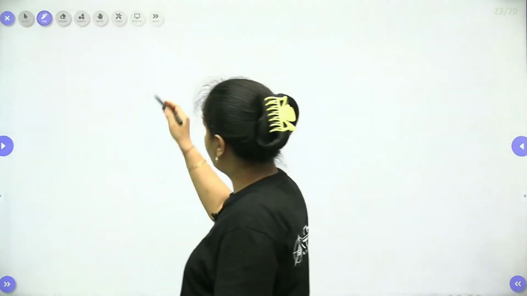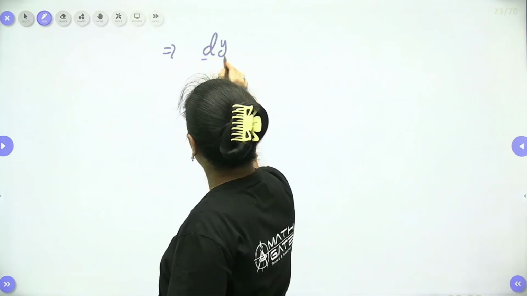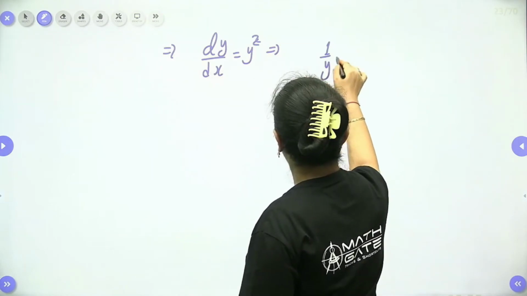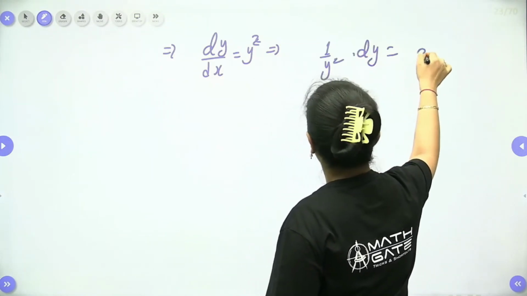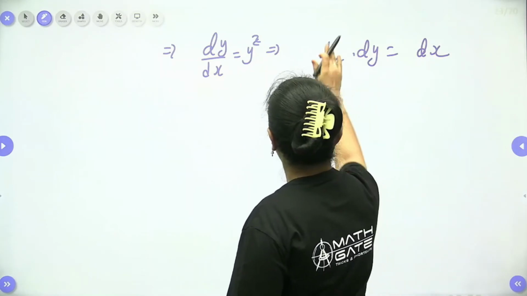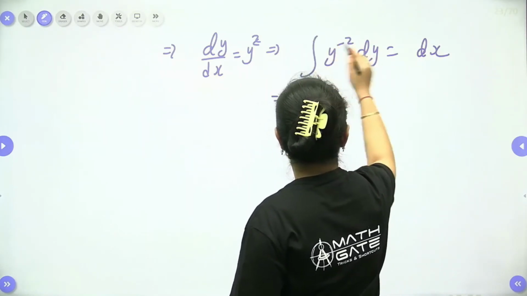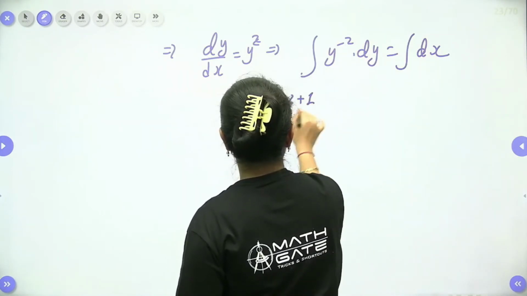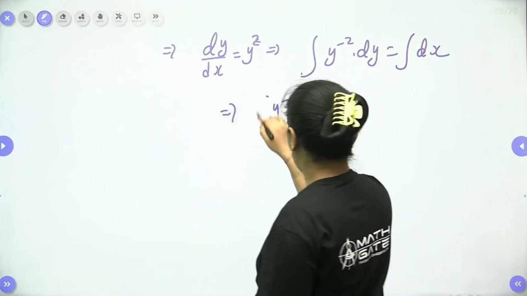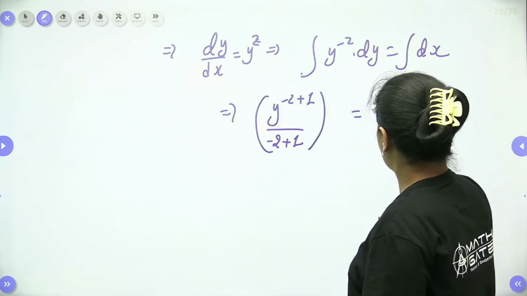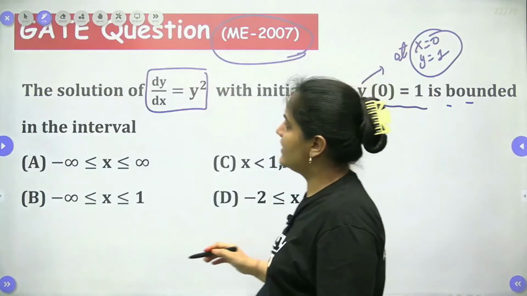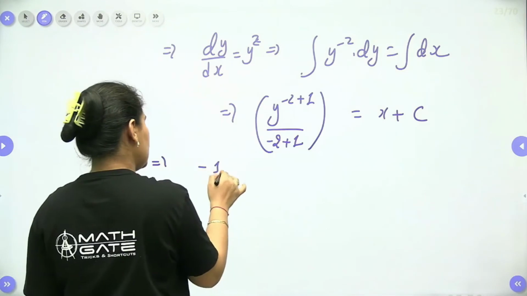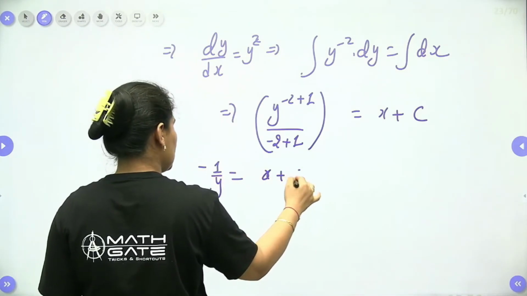Okay, let's find it. So dy by dx is equal to y square we are having. Yes, so we can say it is 1 by y square into dy is equal to dx only. Or you can say it is y to the power minus 2. When you integrate it, it will be y to the power minus 2 plus 1 divided by minus 2 plus 1, that is minus 1 by y. It will be x plus c only, guys. So it will be minus 1 by y is equal to x plus c, right?